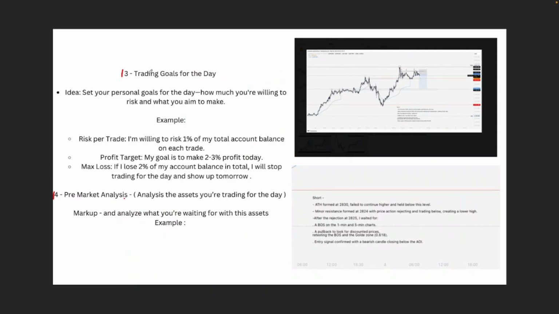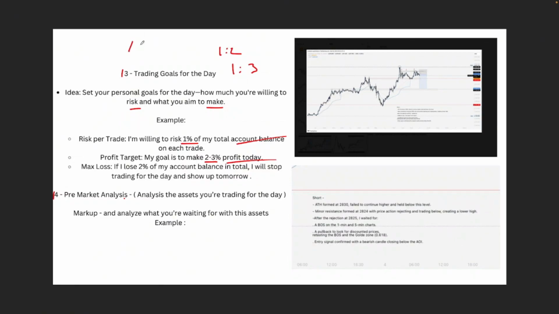We go to the next one, which is trading goals for the day. The idea is to set your personal goal for the day. How much are you willing to risk and what are you aiming to make? For example, if you're willing to risk 1% of your account balance on each trade that you take, your profit goal is to make between 2 to 3% per day, which is going to be either a 1 to 2 or a 1 to 3 risk to reward trade, right?